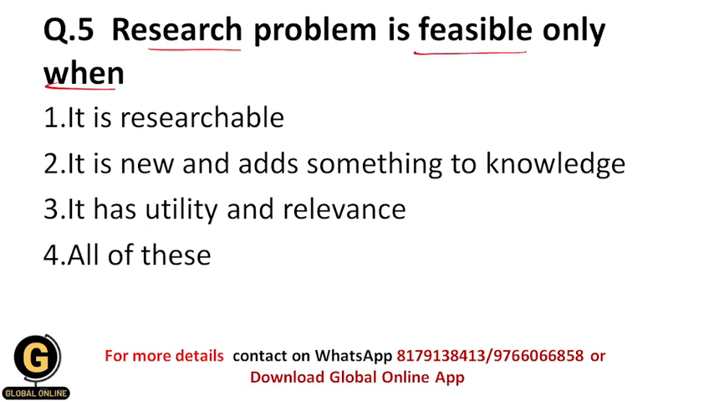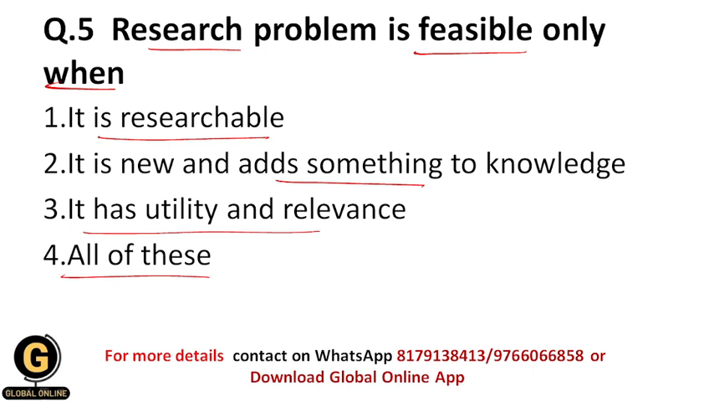So in which situations is a research problem feasible? When it is researchable, when it is new and adds something to knowledge, when it has utility and relevance, and all of these. So basically, students, a research problem is feasible only when it is researchable. Whenever it is researchable, then obviously it will be feasible. When it is new and whenever it adds something to knowledge, then obviously it will be feasible.